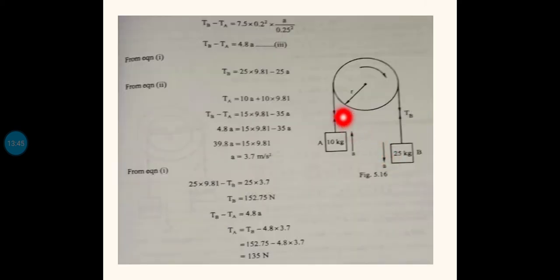See, this is the situation. This one is the pulley.